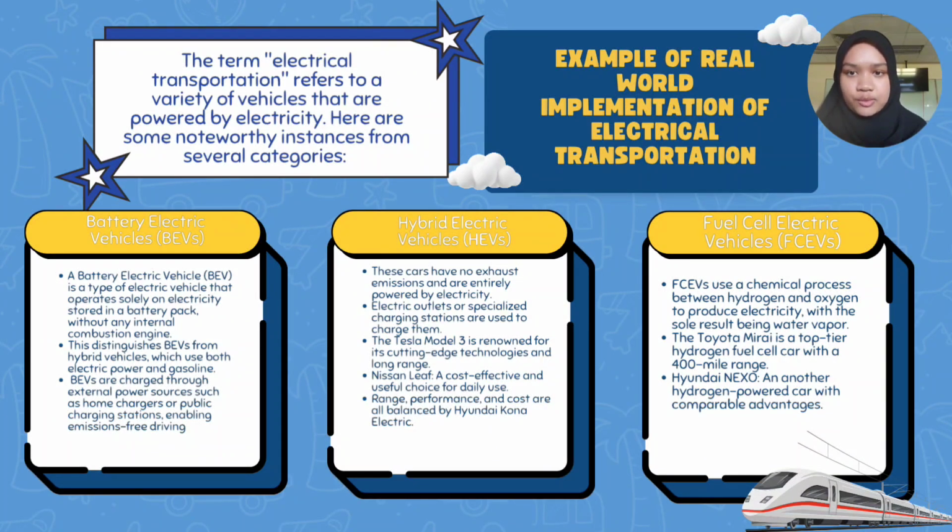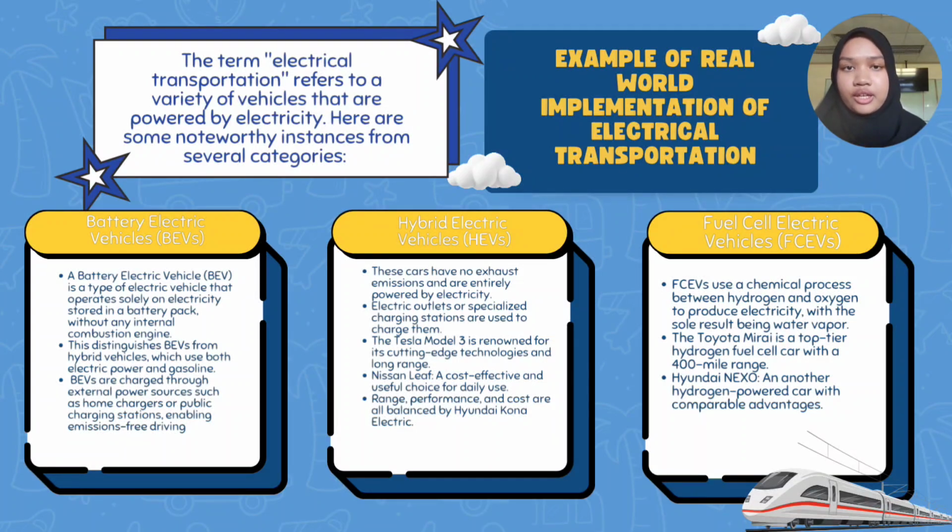So for the first point, which is battery electric vehicles or BEVs, a battery electric vehicle is a type of electric vehicle that operates solely on electricity stored in a battery pack without any internal combustion engine. This distinguishes BEVs from hybrid vehicles, which use both electric power and gasoline. BEVs are charged through external power sources such as a home charger or public charging station, enabling emission-free driving.